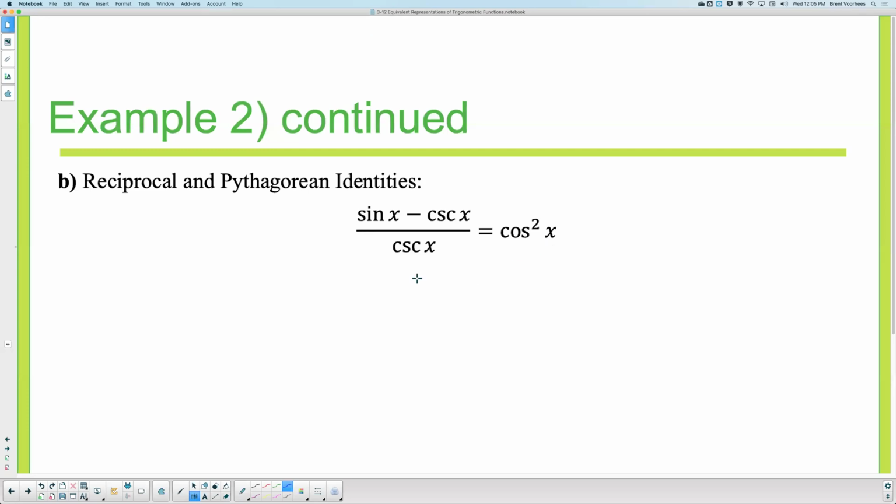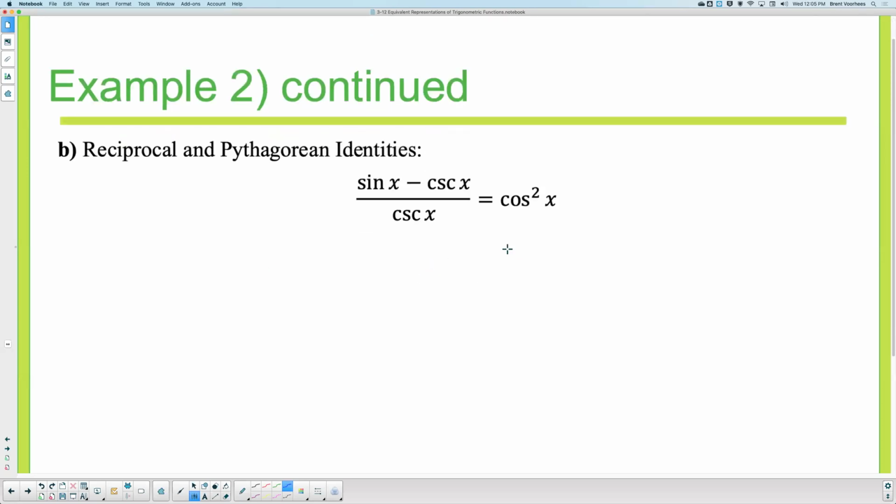All right, let's take a look at example 2b. Here, again, here's the start. And if you were taking the exam, here would be your option. This would be one of the 4 options. Actually, this is a typo. Put a negative in there. It needs to be negative cosine squared.